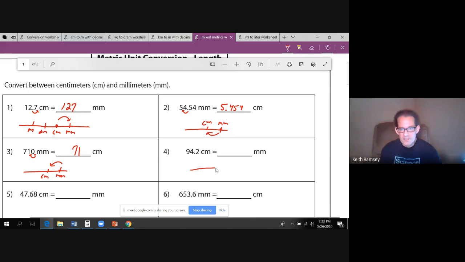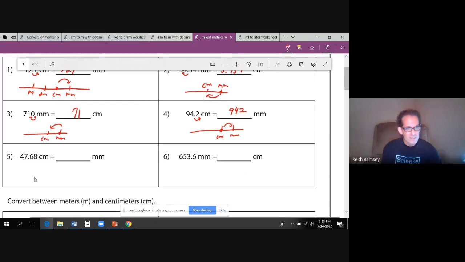So here's centa again, and here's milli. Am I moving it to the left or to the right? Well, I'm here at centimeters. This is where I'm at, so I have to move it to the right 1 step. So here's my decimal. I move it in the direction that I'm moving on my conversion chart. On your conversion chart, if you're moving to the right, then on your answer, you move your decimal to the right. So this would be 942 millimeters.